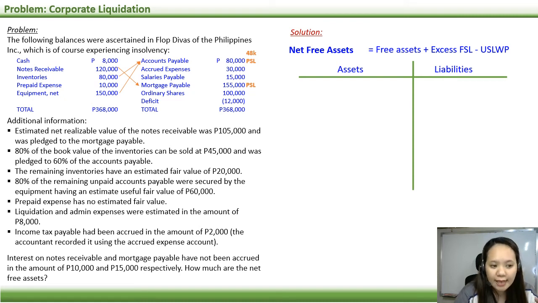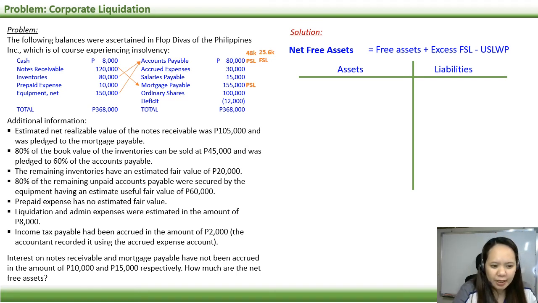So that's free asset. Next, 80% of the remaining unpaid payable. Kanina di ba may 60%. So may natitira ka ngayon na 40%. Yung 80% daw nun ay naka-secured. Magkano yon? That's 80,000 times 80% times 40%. So, 25,600. Naka-secured siya over your equipment with the fair value of 60,000. So, mas malaki yung equipment na fair value. You have fully secured liability.